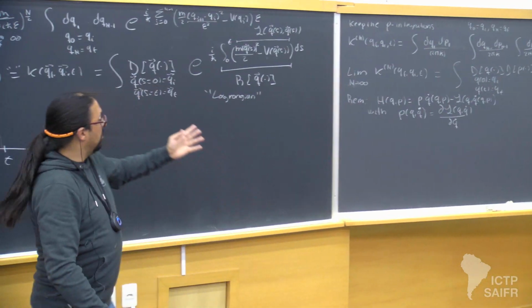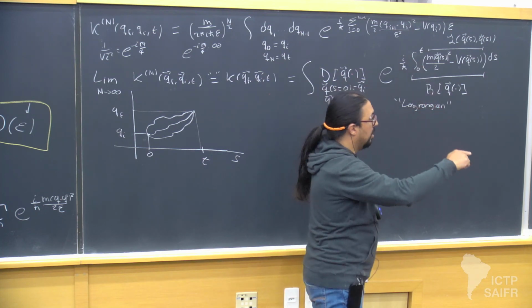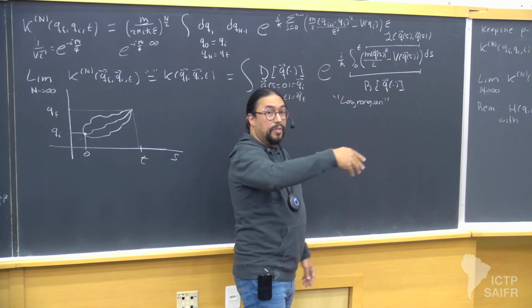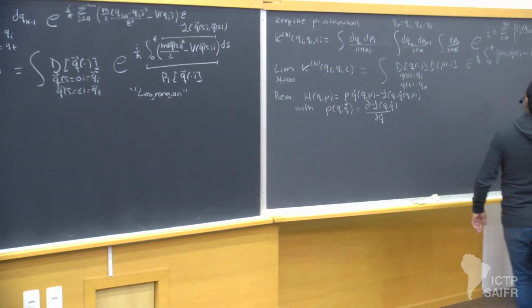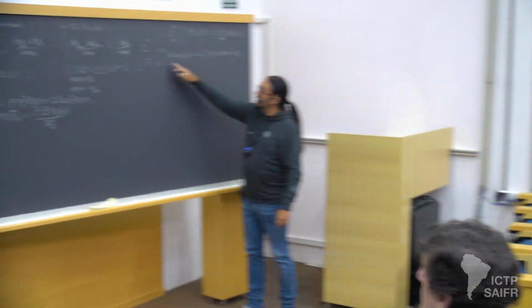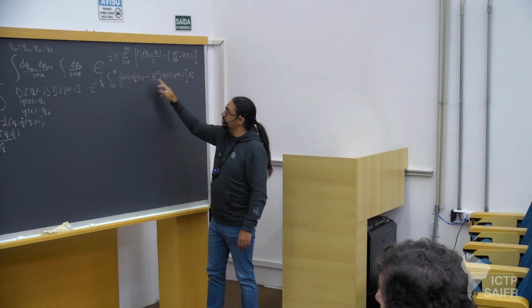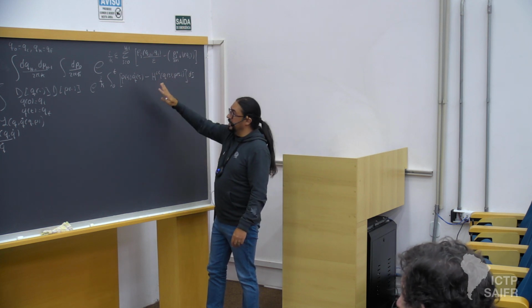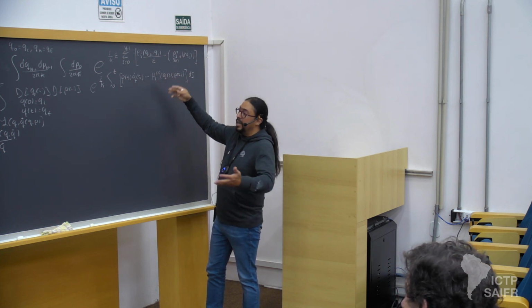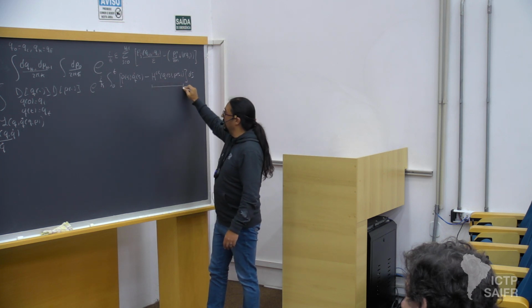So, this makes total sense. The action is the integral of the Lagrangian. The Lagrangian I can write in terms of coordinates and velocities, or the action can be written as the integral of this combination involving momentum and coordinates. And that's why I call this the Hamiltonian formulation, because now I have explicitly the Hamiltonian here.